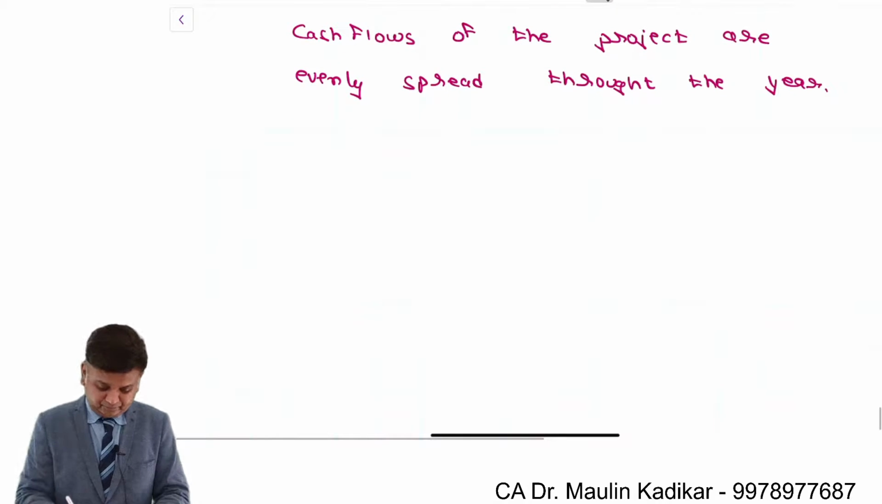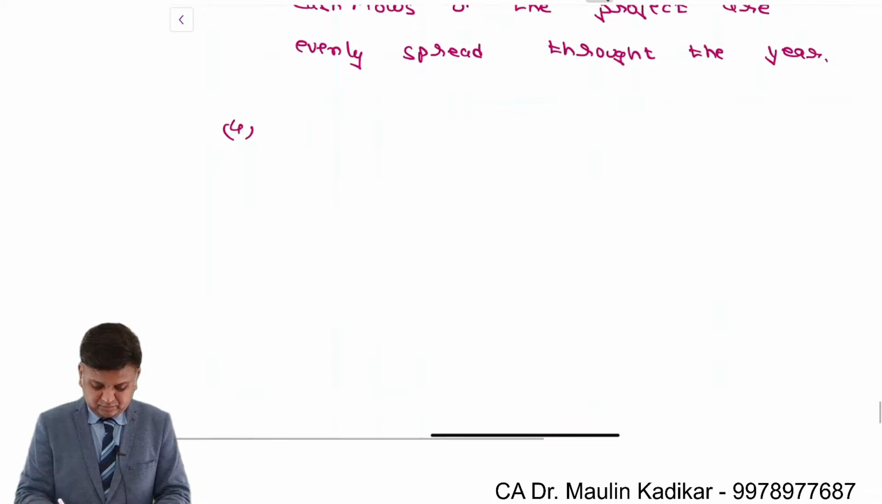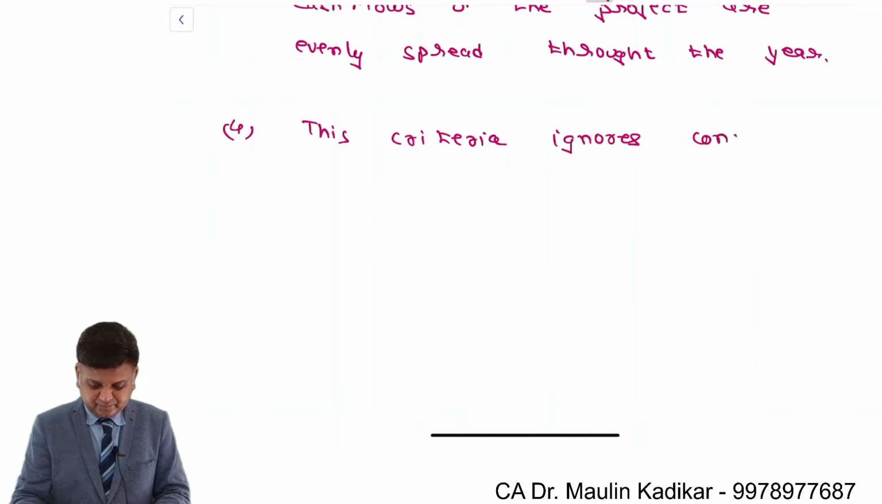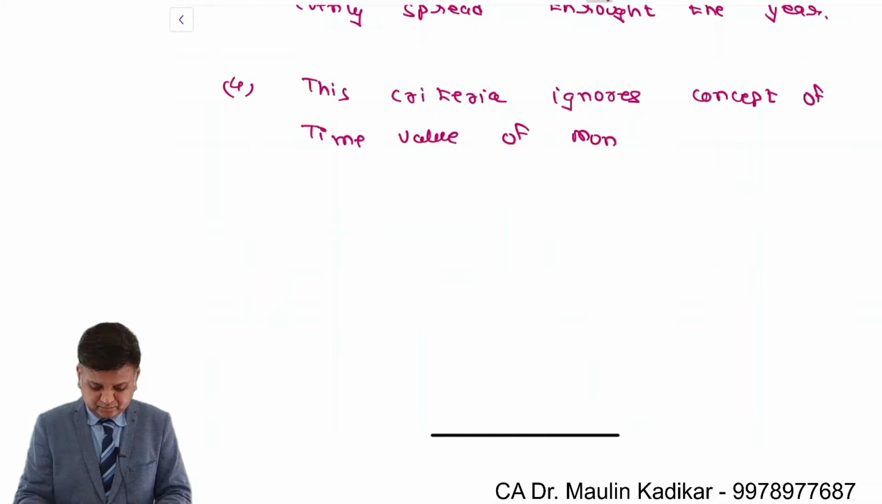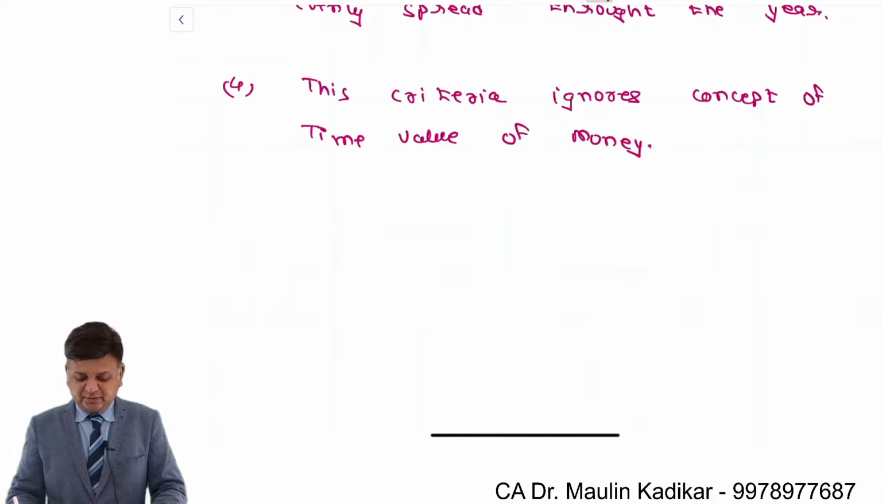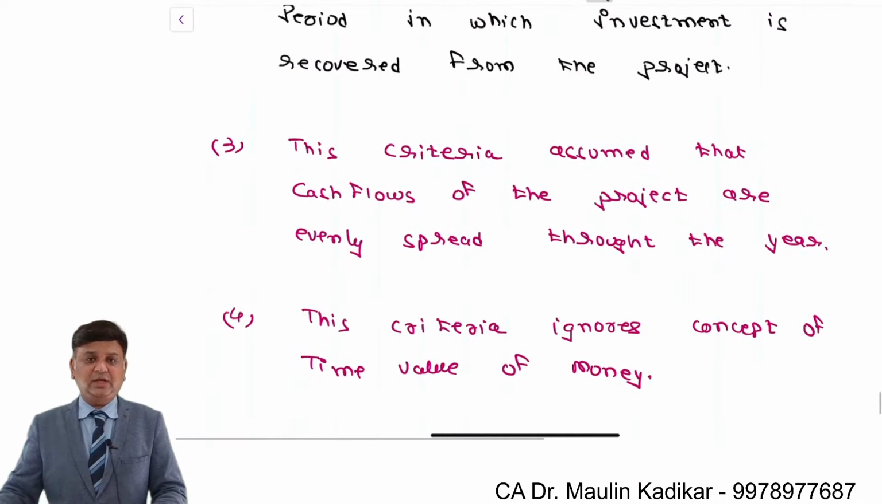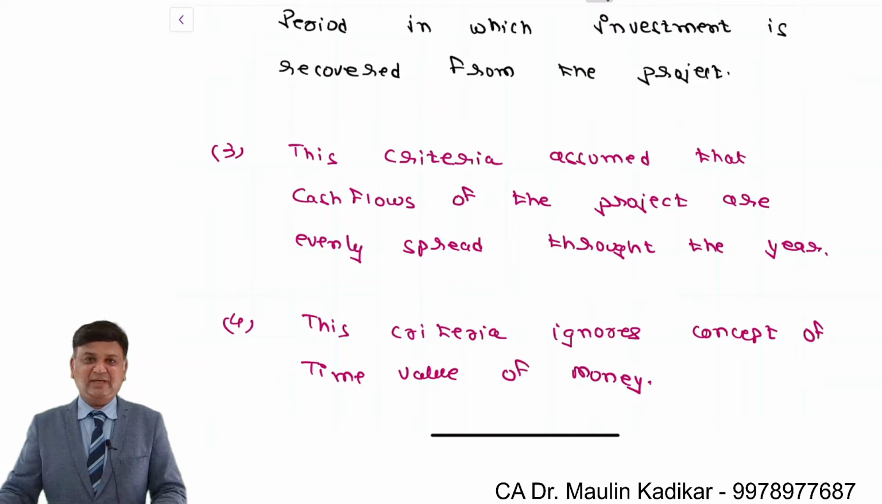Fourth, this criteria ignores the concept of time value of money. So friends, importantly, this criteria is ignoring the concept of time value of money.